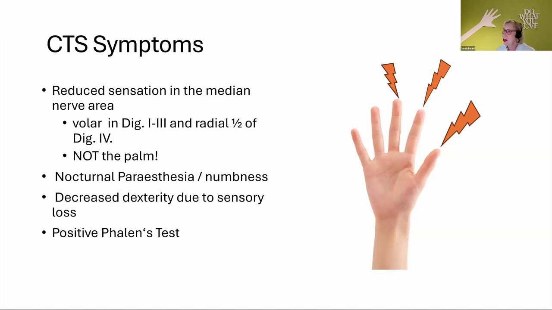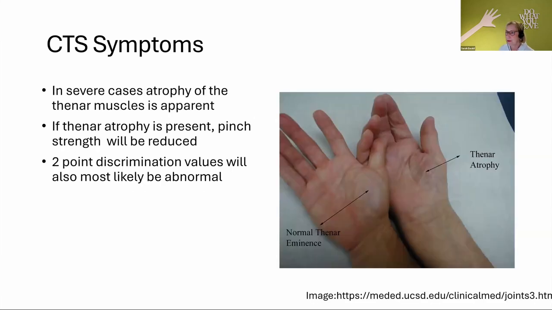They will often also report that they're not able to do things as well anymore. It might be difficult to button a shirt. It's particularly difficult sometimes to pick up coins from a table or to retrieve things from a pocket, to do fine motor things. And this is generally due to sensory loss. It's not as much a motor problem initially as it is a loss in sensory function. They will generally have a positive Phelan sign, and we'll get to that in just a minute.